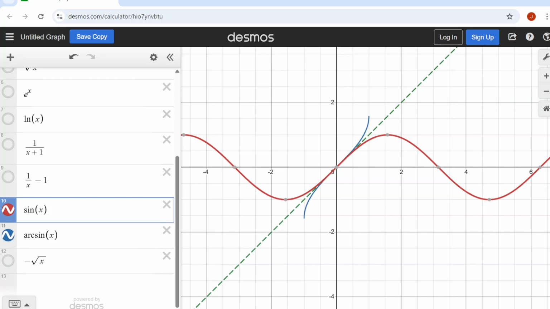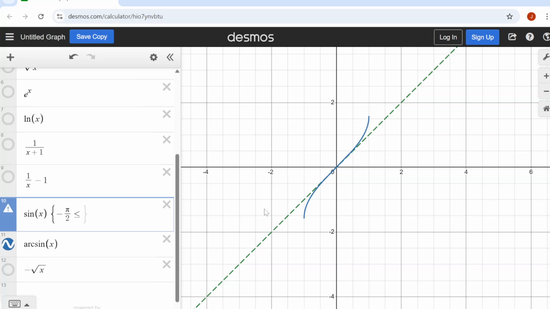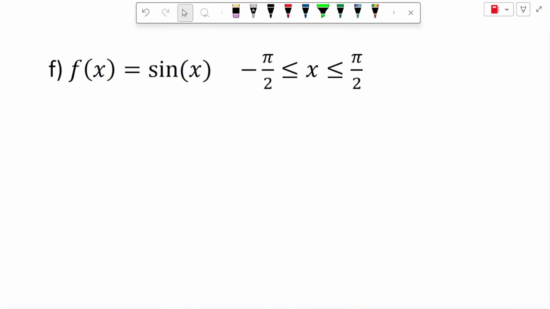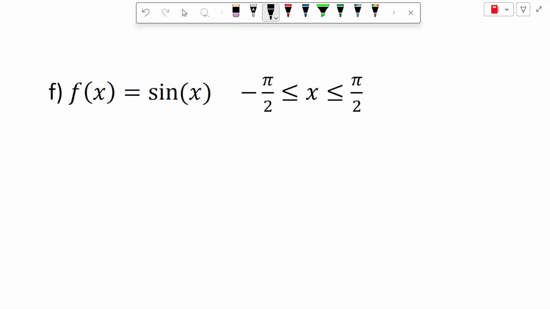Well, Desmos likes to call it arc sine, so be aware of that other notation, but that's just sine inverse. And it does sort of look like it's doing the right thing, but we do have to restrict the domain of the original function. So if I restrict the original domain to minus pi over 2 is less than x is less than pi over 2, then they should be inverses of each other, which they are. And that little piece of sine does pass the horizontal line test. So yes, f inverse of x is arc sine of x.